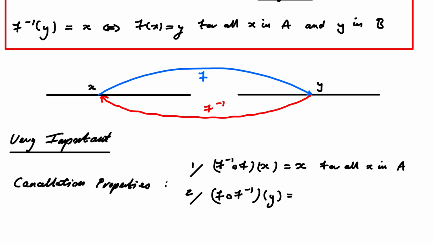It just sends y back to itself for all y in B. So really what this is saying is the following. In slightly fancier terminology, I won't dwell on this, f inverse composed with f either way round gives something called the identity function, which just sends the input to the same output. So x goes to x or y goes to y. Totally identical. So these are very important. They're very useful and they turn up all the time.